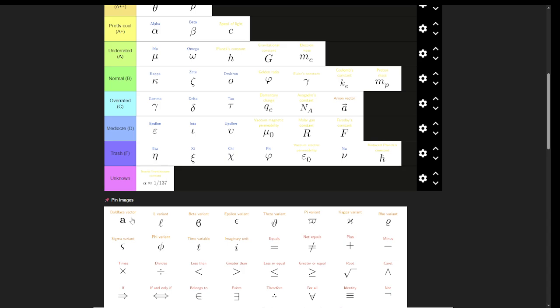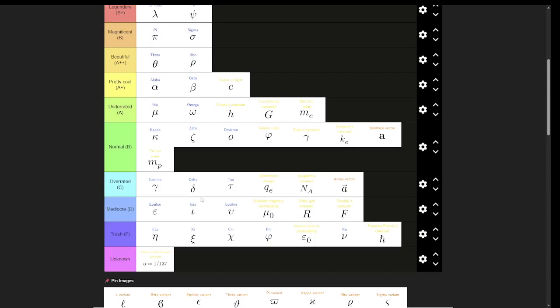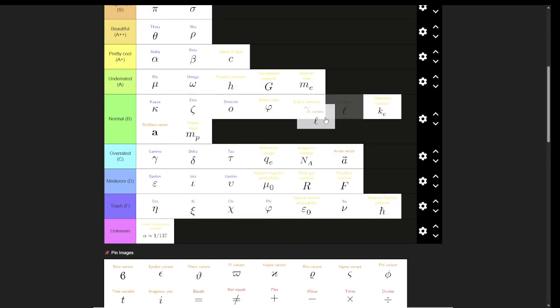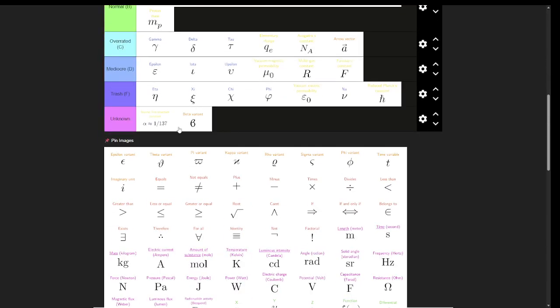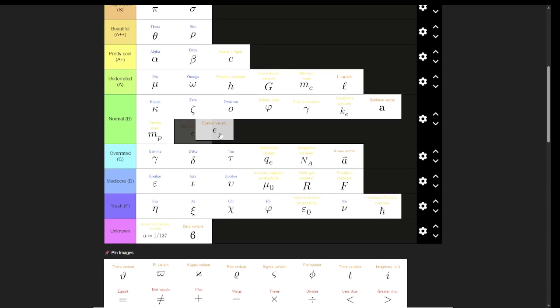Bold-face vector, I like this one. Most preferably, I like it when you just write it in brackets, like vertically down. But bold-face vector is also nice. I'm gonna put it in normal. L variant, I'm gonna say it's very nice. I love using the L variant because it's just a simple way of making sure that this is an L, not a capital I, and it's like a special L. I'm going in underrated. Beta variant, unknown. Who has ever used the beta variant? I have no clue. Now the epsilon variant, I'm gonna also put that in normal.